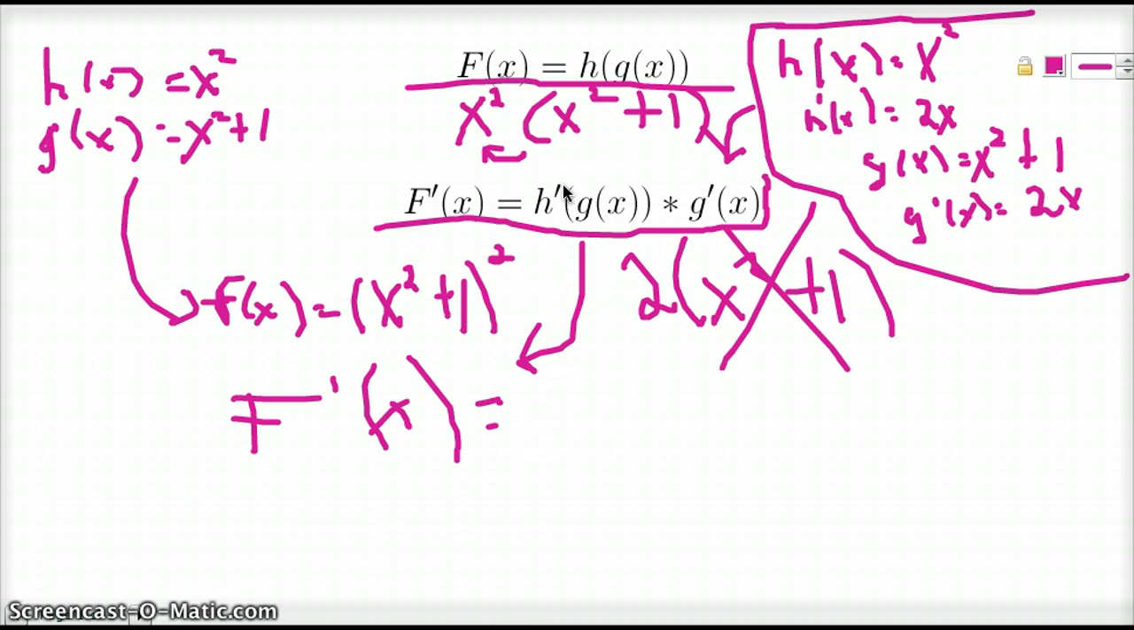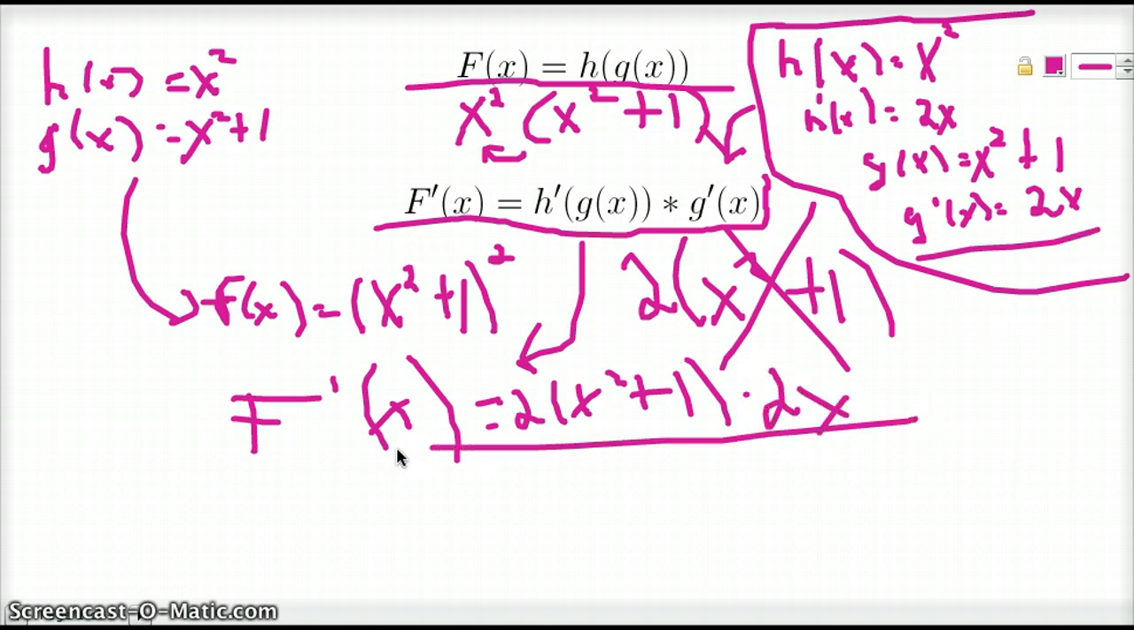So if we want to take h prime of x, so 2x, and we're going to make the parentheses to put in g of x. And g of x is right here, x squared plus 1. And then we're going to multiply this all by g prime of x right here, 2x. That's pretty simple. There's our answer right there.